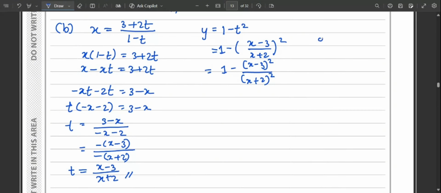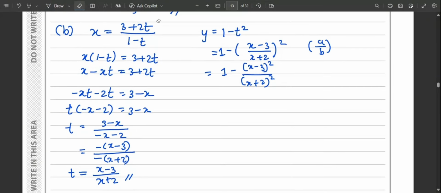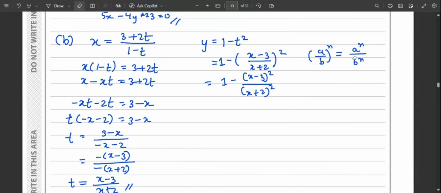The property of squares: if there are two numbers in a fraction, and the fraction is squared, or the fraction has any power on the whole of it, we can write this fraction as a to the power of n divided by b to the power of n. The power will be distributed on the numerator and the denominator equally. So this is our expression. This is the identity that I used to simplify from step 2 to step 3.